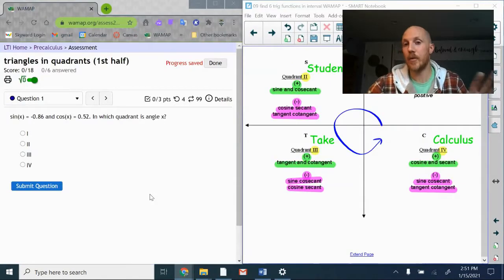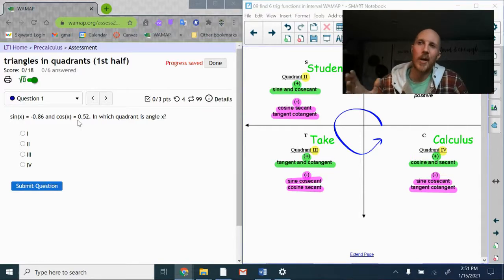So let's take a look at a couple of the problems in the assignment for today. Question number 1. Sine of x is negative 0.86. Cosine of x equals 0.52. So let me just tell you right up front, it's a trick question, but not the way trick questions normally are trick questions. The numbers in this problem are irrelevant. The only thing we need to pay attention to here is the sign. Is it a positive or negative value that is evaluated for sine and cosine for us? We don't actually care about the value. We're not going to work backwards to find angles or something like that.